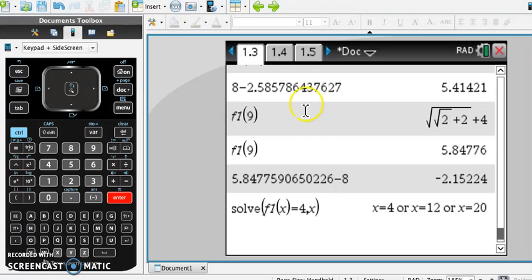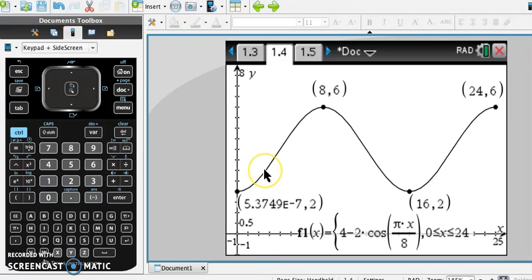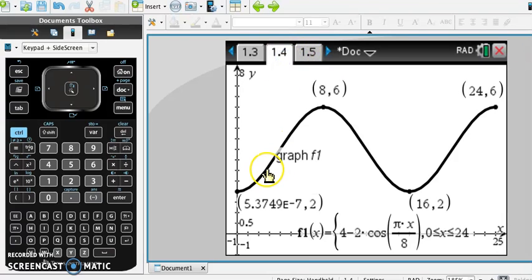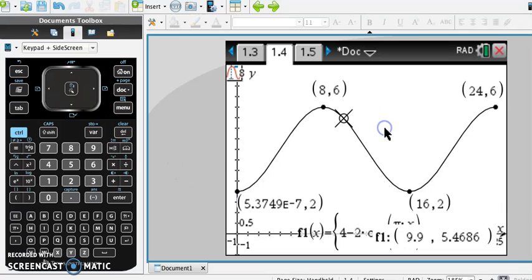So if we compare that with my graph, which one's the graph? This one. So 4 metres at x equal to, what were the answers? 4, 12 or 20. So if I trace my graph, let's just do a little trace.